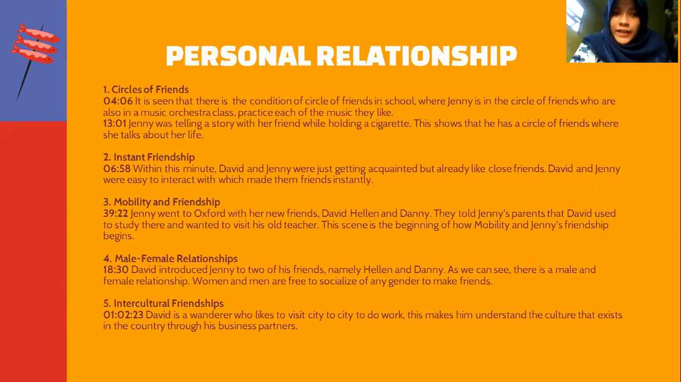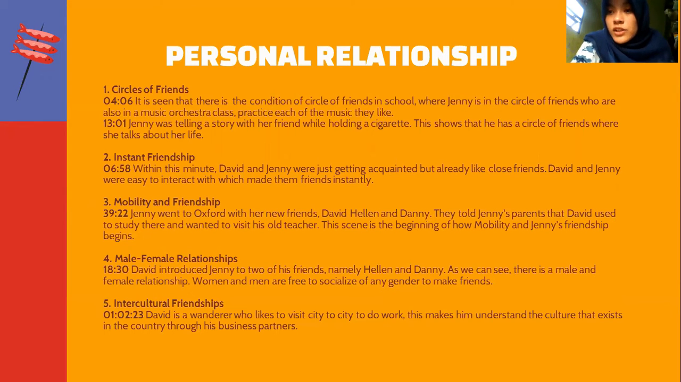And the third is circle of friends. There is a scene showing the circle of friends in school where Jenny is in the circle of friends who are also in music orchestra class and practice the music they like. And then also Jenny was telling a story with her friends while holding a cigarette. And then instant friendship: within these minutes, David and Jenny were just getting acquainted but already like close friends. And also mobility and friends: Jenny went to Oxford with her new friends, David, Helen, and Danny. They told Jenny's parents that David used to study there and wanted to visit his old teacher.